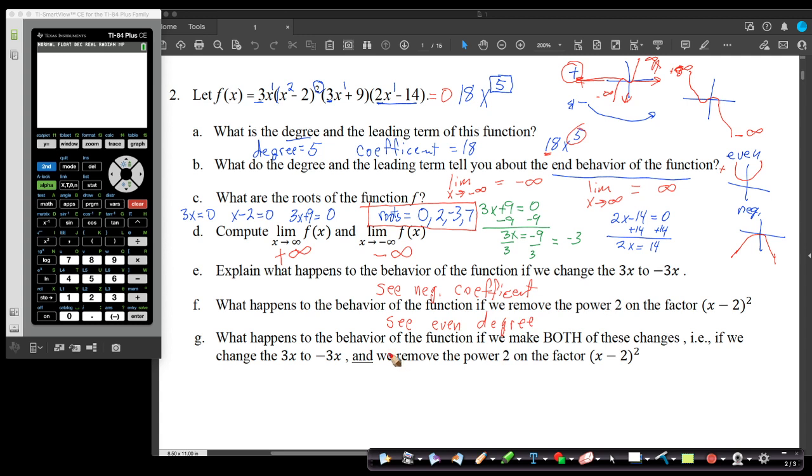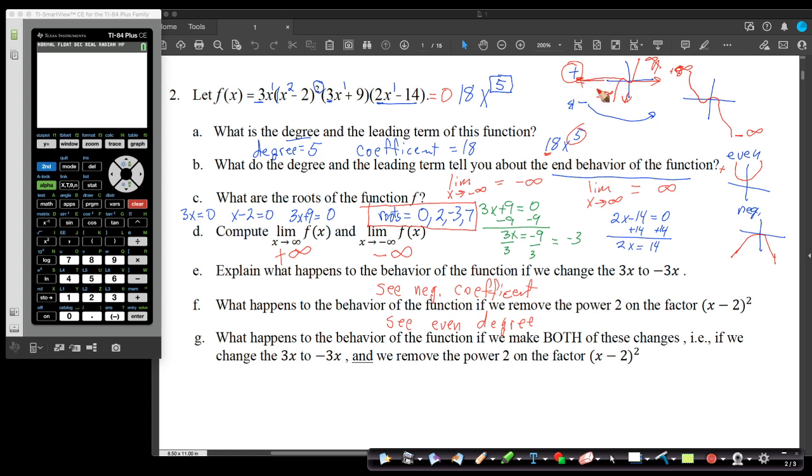Explanation. What happens to the behavior of the function if we make both of these changes? And again, we've talked about this. So if we make the leading coefficient negative and we change it to being even, then we would be, in this case, down here. So I always just think when things are even, it's kind of easy. If a positive coefficient makes you smile, because positive things make you smile, hopefully. Negative things make you kind of frown. So that's a kind of easy one to remember.